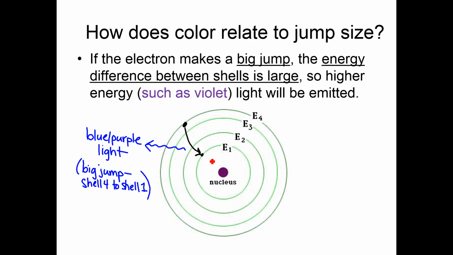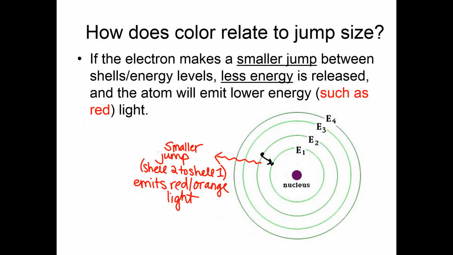So in this case, it looks like our electron got excited up into the 4th shell, which is relatively far away from the nucleus. So when it goes from the 4th shell back down to the 1st shell, that's a relatively large change in energy. So this might release like blue or purple light, because remember, blue and purple are higher energy colors of light than like red or orange. So that's a pretty big jump. If that electron were to make a smaller jump, let's say from the 2nd shell to the 1st shell, it's going to release a different color of light. It's going to release some lower energy light because it's a smaller energy difference between those 2 shells. So this size jump might release like red light or orange light.